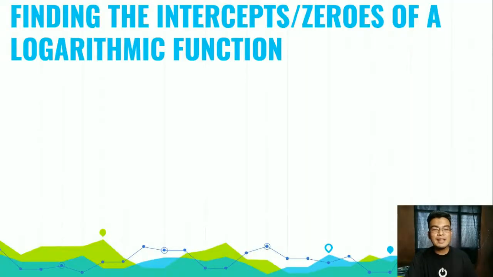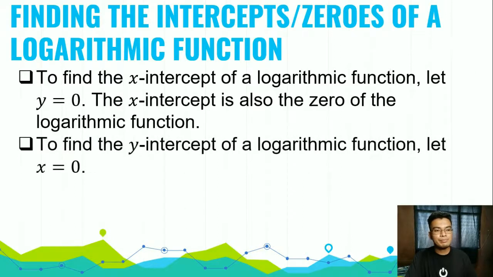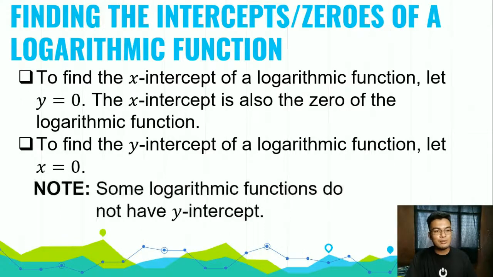Let's now proceed in finding the intercepts and the zeros of a logarithmic function. To find the x-intercept of a logarithmic function, we let y be equal to 0. The x-intercept is also the zero of the logarithmic function. On the other hand, to find the y-intercept of a logarithmic function, we let x be equal to 0. Take note, some logarithmic functions do not have a y-intercept.